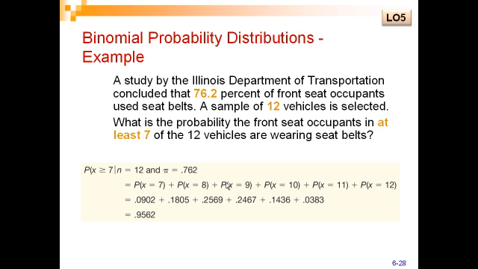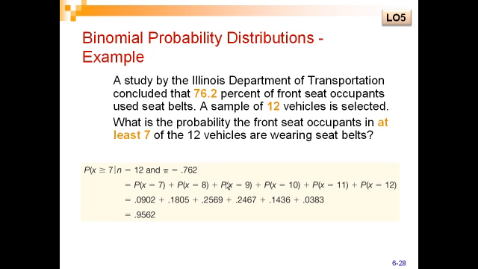Because the events are mutually exclusive, meaning that a particular sample of 12 vehicles cannot have both a total of 7 and a total of 8 vehicles where the occupants are wearing seat belts, we find the probability of 7 vehicles where the occupants are wearing seat belts, the probability of 8, and so on, up to the probability that occupants of all 12 sample vehicles are wearing seat belts. The probability of each of these outcomes is then totaled.